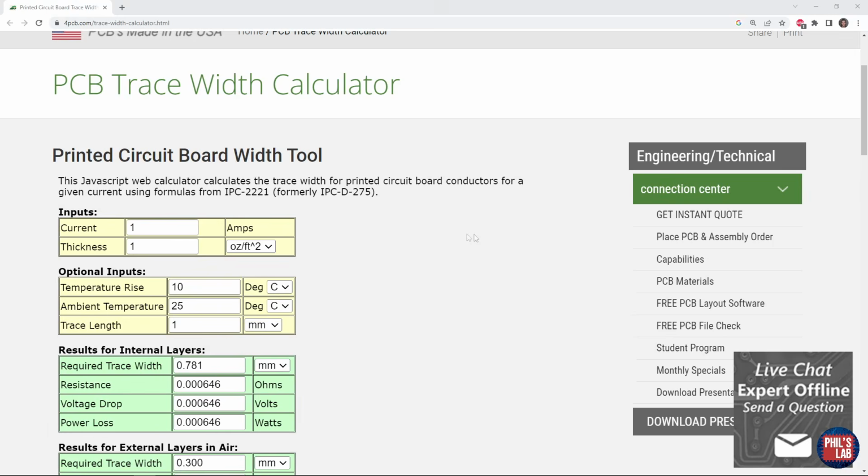There are many different tools online. I just Googled IPC-2221 Calculator, and this is one of the first pages that came up. You'll typically have some sort of design requirements, for example, maximum allowed temperature rise, what the ambient temperature is, and what current you need to sustain. So let's say we have 1 amp, we're using an external layer trace, we're using a final trace thickness of 1 ounce per square foot, which is the same as 35 micrometers. Temperature rise 10 degrees, ambient temperature 25 degrees, and let's just say we have a 10 millimeter trace length.